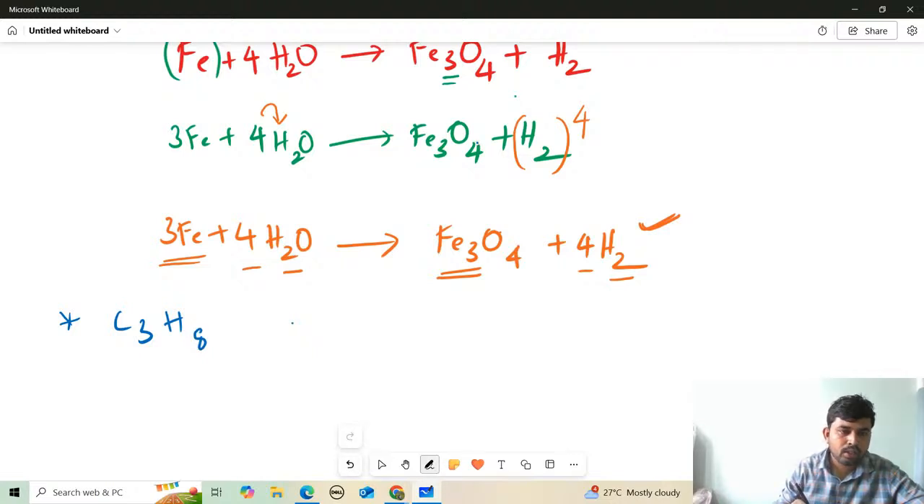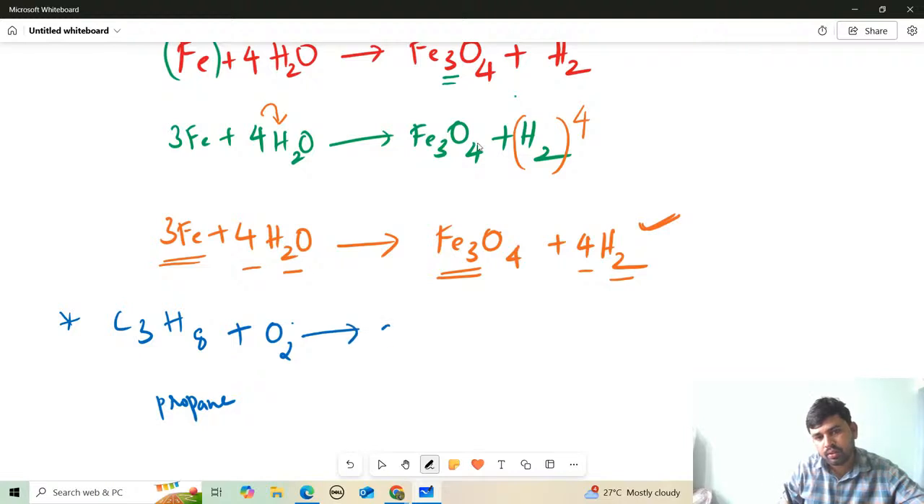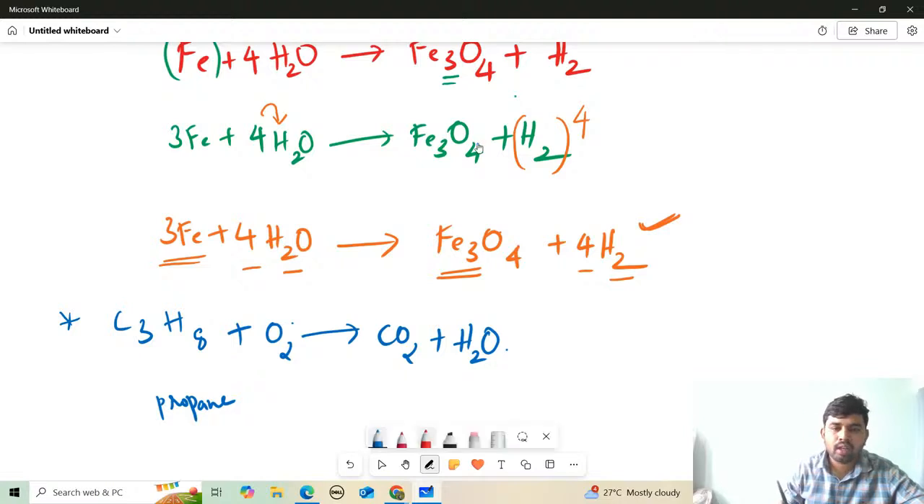C3H8. It is called propane. Plus we are adding, what's that? Oxygen gives rise to carbon dioxide and H2O. Okay, so it should balance now. Now we can balance it.